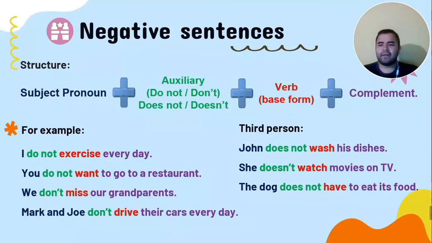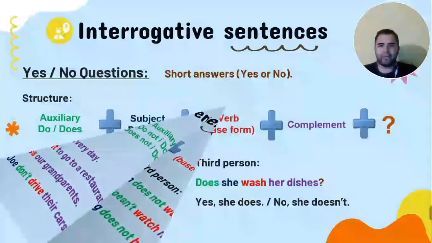In negative sentences, we have to apply this structure. First, our subject pronoun. Second, the auxiliary, do not or don't. In third person, does not or doesn't. Next, the verb in base form because we are using the auxiliary. And finally, our complement. For example, I do not exercise every day. You do not want to go to a restaurant. We don't miss our grandparents. Mark and Joe don't drive their cars every day. In third person, for example, John does not wash his dishes. She doesn't watch movies on TV. The dog does not have to eat its food. It's very easy too, and you can be guided by colors.